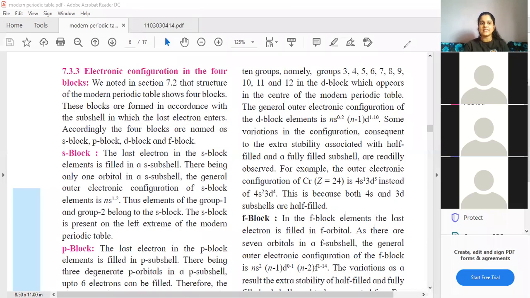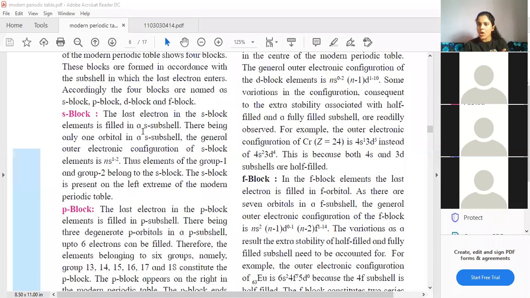So first, let us discuss the S block. It is very obvious. The last electron in the S block will enter the S subshell. That is what the first statement is: last electrons are filled in the s subshell. There being only one orbital in the s subshell. Students, this point is already covered: your s subshell is not further divided, it is on its own. Your p is further divided into 3, d into 5, and f into 7. But s is on its own.